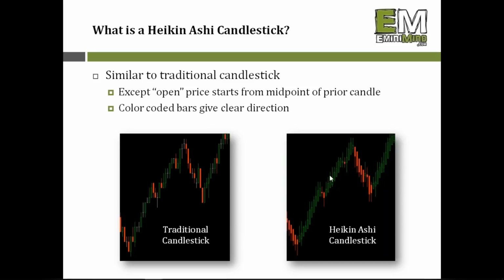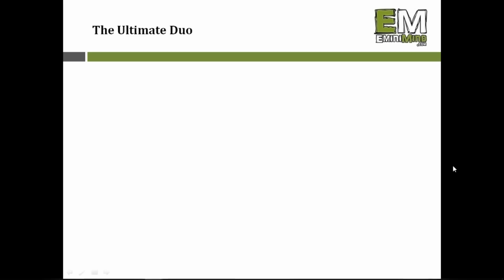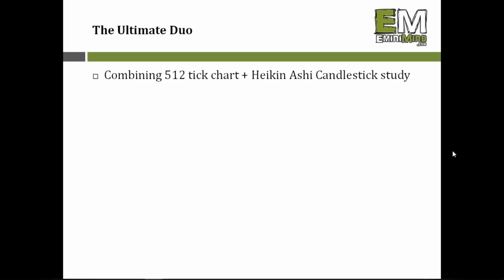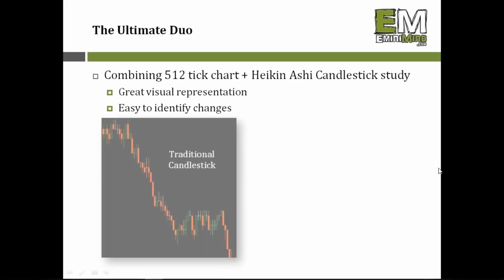The colors, whether they're red and green or black and white, just help give me a little bit clearer direction. They also help the trend become a little bit more obvious. So when we take the tick chart and combine it with the Heikin Ashi candlestick study, right on top of each other, merged into one, we get this really good visual representation. It's easy to identify those trend changes.